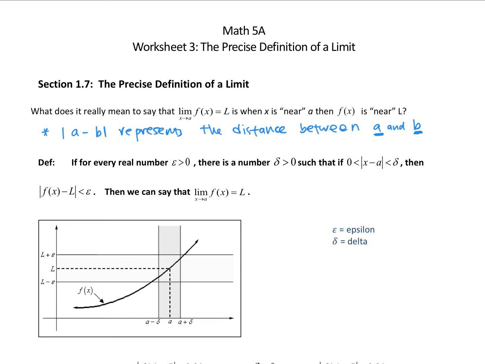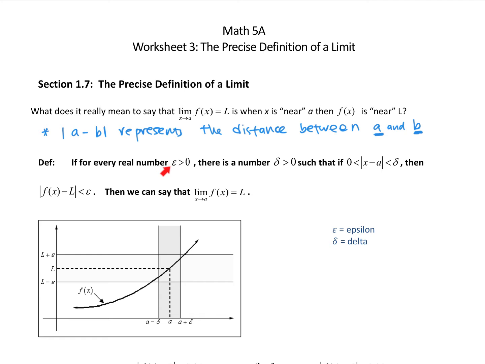From there, we can say when two numbers are near each other or close to each other, basically the absolute value of their difference is very small. Same, if f of x is close to L, that means the distance between f of x and L is very small. That means the absolute value of f of x minus L is very small. So that's what this definition kind of says.